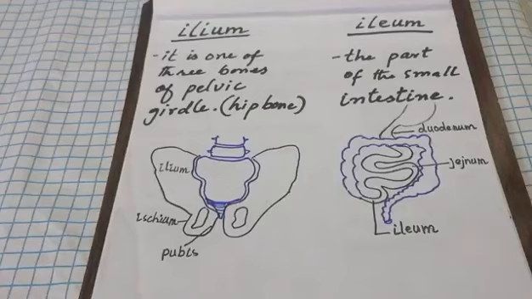The duodenum is the first part that is joined with the stomach, and in between the duodenum and the ileum there is the jejunum. The ileum is the large portion of the small intestine that joins with the large intestine further. So basically the ileum is the part of the small intestine.